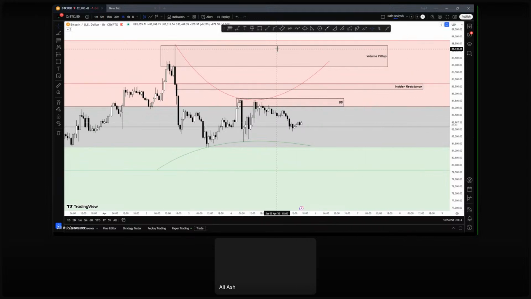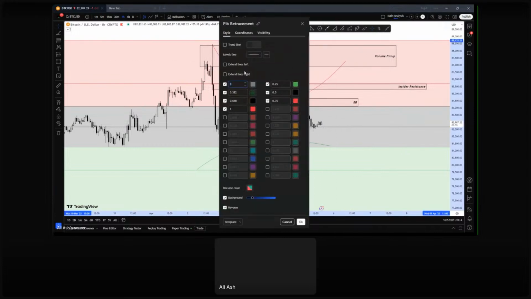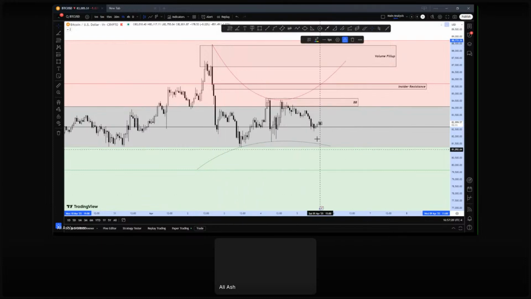If you're using Fibonacci for range analysis, you have to use these settings. You can just copy my settings as well. Here we have the 0, then we have 0.25, 0.38, 0.5, 0.61, 0.75, 1. That's all, and you can add the background. If you see the resistance here, you can just reverse this up. You can add the price levels as well. So this is all for the Fibonacci.